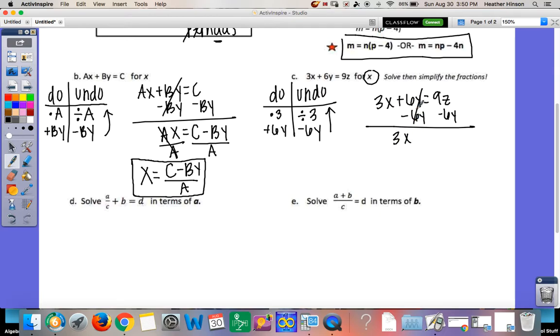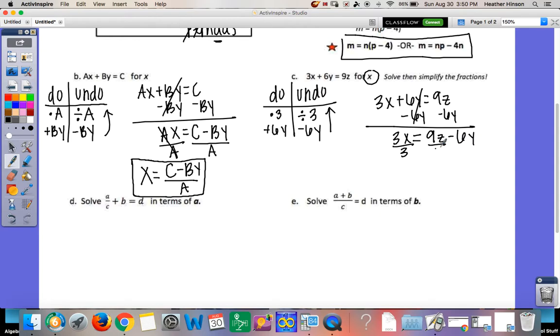So it'll cancel out your 6y. 9z minus 6y, you cannot combine these because they're not like terms. They're not the same letter. So we just have to write them out here. 9z minus 6y. And then we're going to divide by 3.